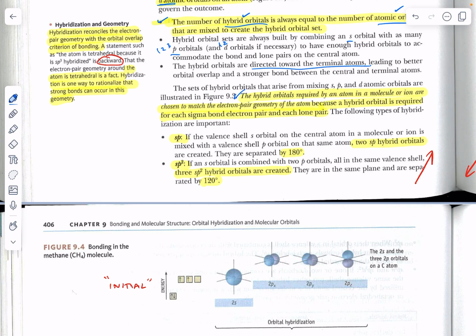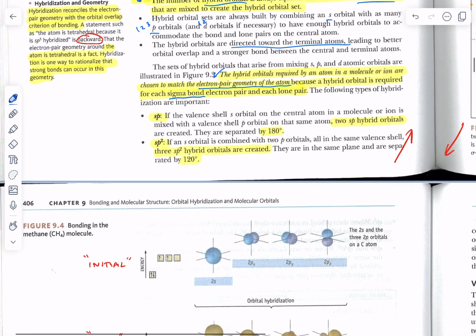Next, the hybrid orbitals required by an atom in a molecule or ion, that would be a polyatomic ion, are chosen to match the electron pair geometry of the atom. So we use the electron pair geometry because those lone pairs do occupy orbitals, just like the bonding pairs do. The bonding pairs are sigma bonds, single covalent bonds, and later on we're going to talk about double and triple bonds, which will be called pi bonds.